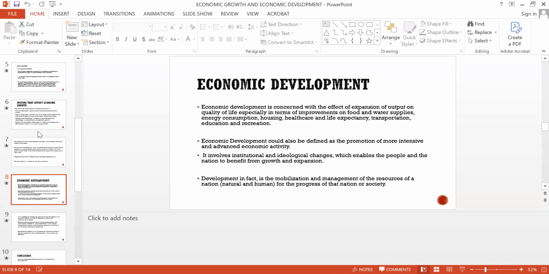Economic development deals with qualitative improvement in the standard of living of people, in terms of the improvement of food, water supplies, energy, communication, transport, housing, healthcare, education, and improvements in life expectancy. So economic development deals with the physical quality of life of the people in that economy. It deals with the translation of economic growth.